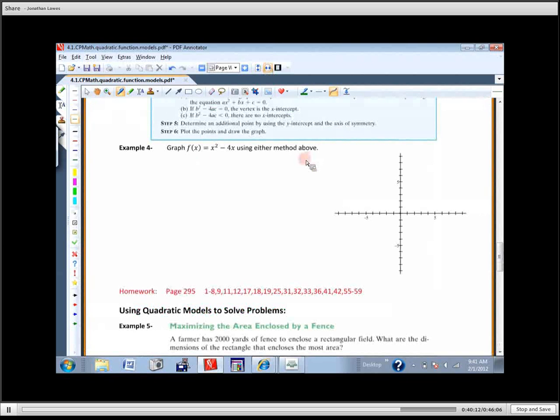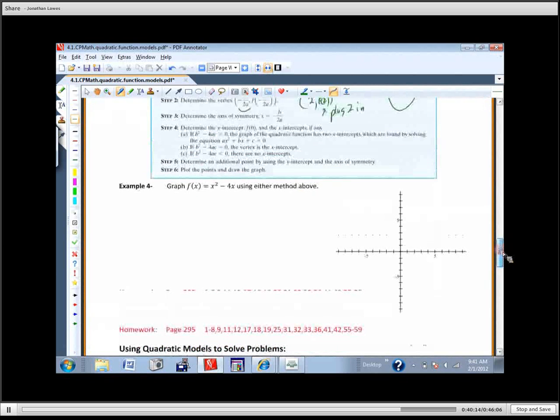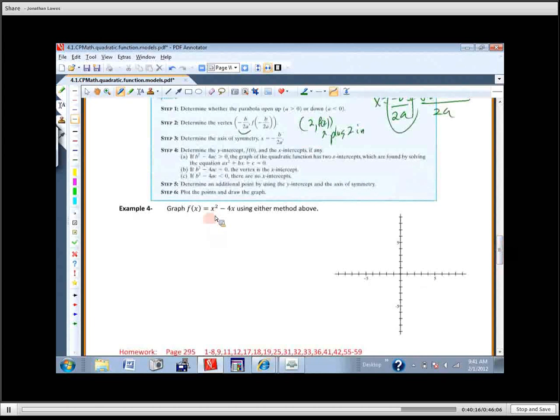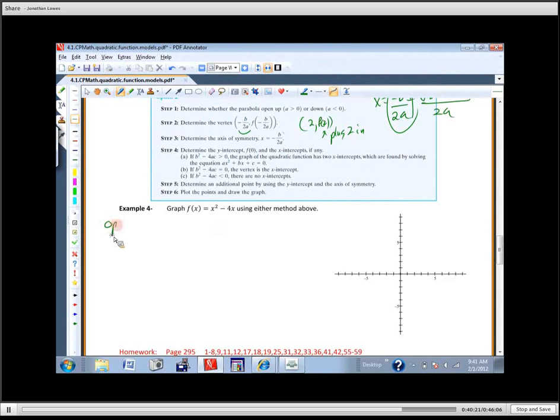So it says use either method above. So here's what we're going to do. We're going to look at this, and does this open up or down? Up. Opens up. Has it been stretched or shrunk? Okay, so regular shape. The y-intercept is easy to find. What's the y-intercept on this one? It's 0. There's no constant there. So I get (0, 0). It crosses the y-axis there.